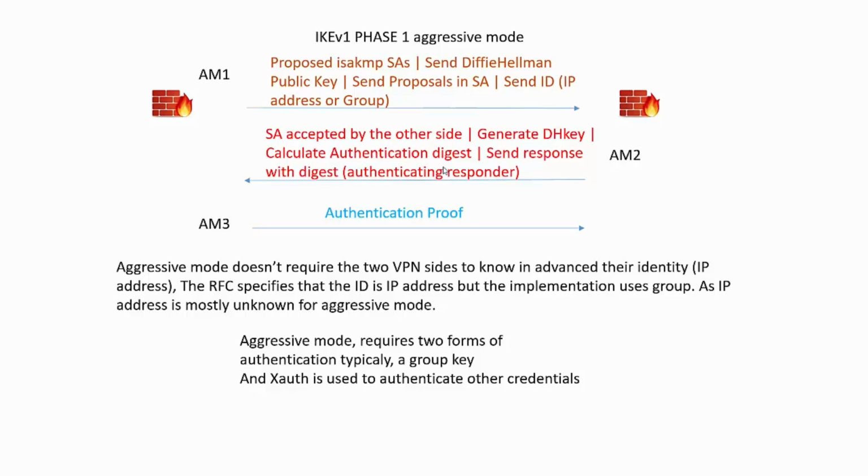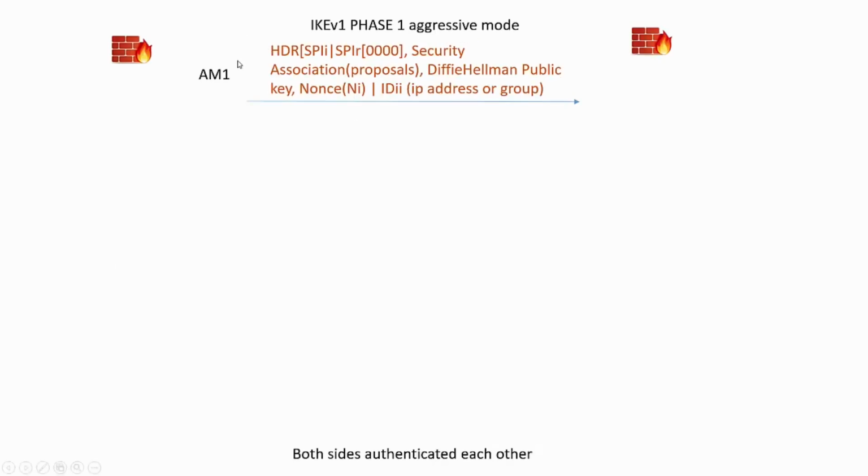Let's see this in slow motion. The first message has the header with the SPI initiator set. SPI responder is not set, the same like the main mode. That's because it doesn't know the responder index yet. The security association: what proposals it's proposing. The Diffie-Hellman public key based on its preferred proposal. And the nonce that's used in the functions to generate keys, like we saw in the main mode.